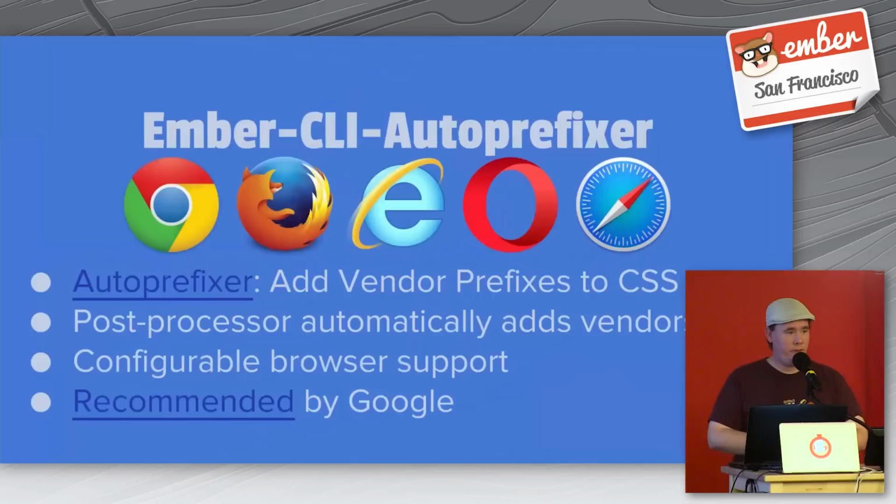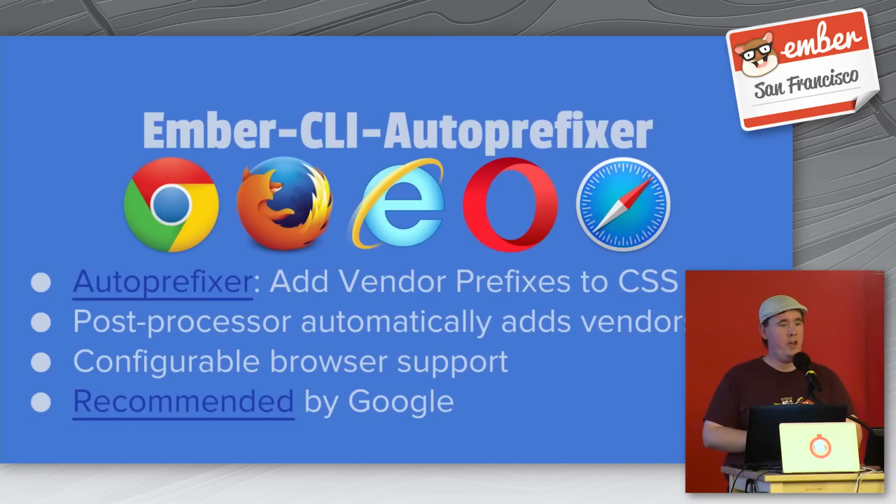Ember CLI Autoprefixer is my other favorite style add-on. Autoprefixer is a project that allows you to automatically add vendor prefixes to your CSS so that you no longer have to write vendor prefixes yourself. In fact, this tool is recommended by Google as the recommended way to handle browser differences in CSS. You should not be writing any of your own vendor prefixes. You should be using a post-CSS processor to add the vendor prefixes for you.